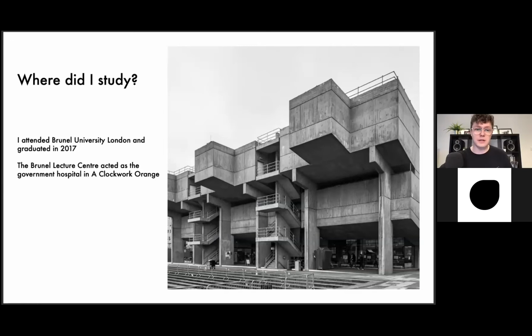I then moved to London to go to Brunel University. The lecture center that you can see here, an image I just grabbed from Google, was actually used as the location for the government hospital in A Clockwork Orange. It's a very imposing building with that brutalist architecture as well.